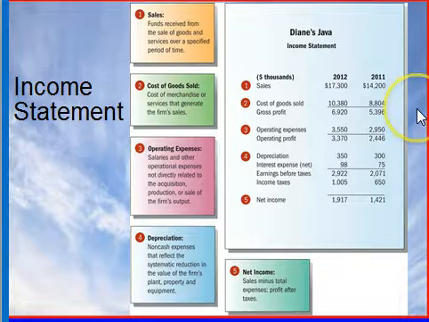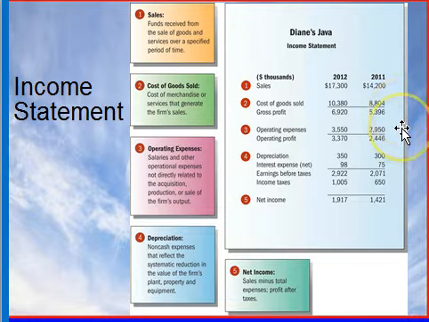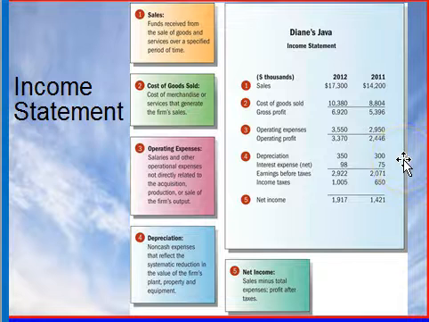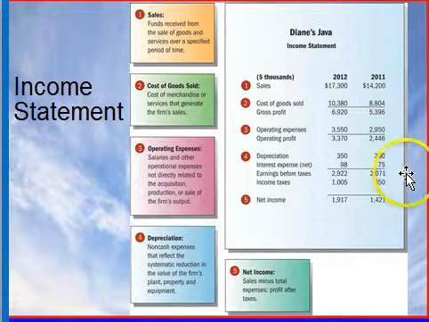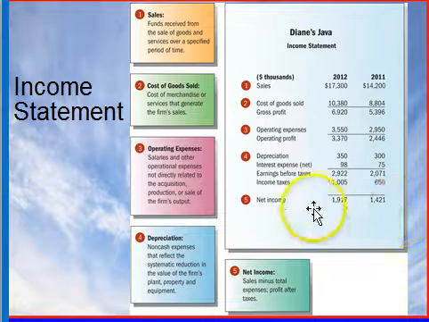We subtract out all our expenses. First, we subtract out the cost of those goods we sold or services. That gives us our gross profit. Then our operating expenses, which include our salaries and other operational expenses, are subtracted, giving us our operating profit. Here we subtract out depreciation. Please note this is a non-cash expense. We get to deduct it, but we don't actually pay it out. Then we have our interest expense, our earnings before taxes, and then finally our income taxes, leaving us with our bottom line or our net income.